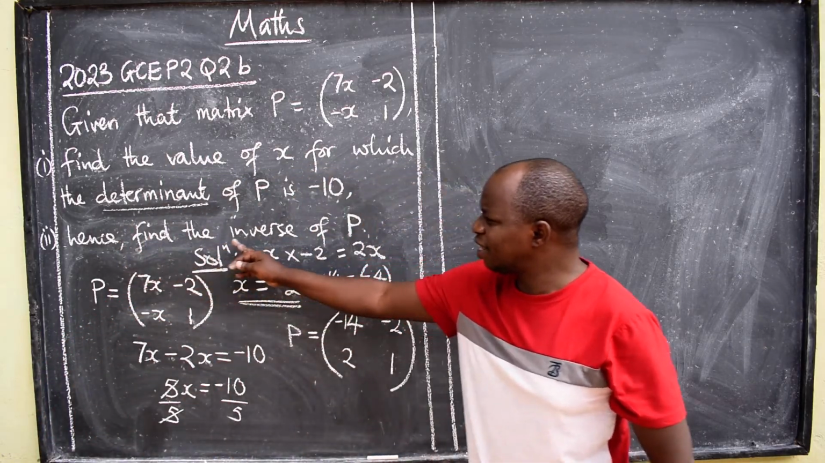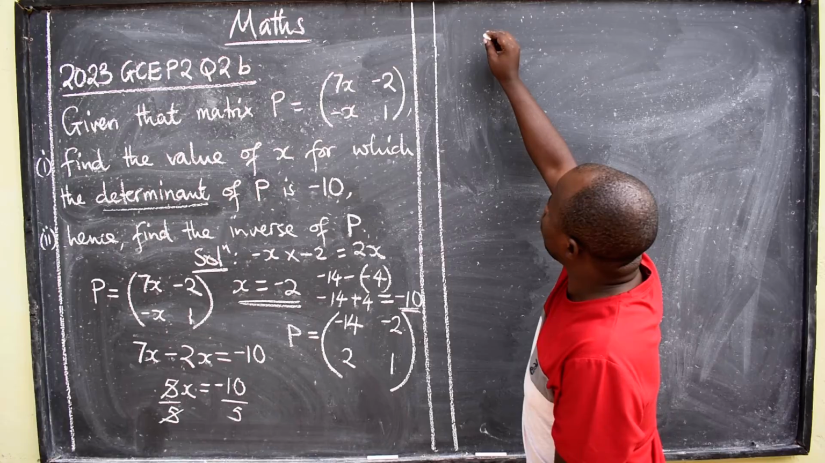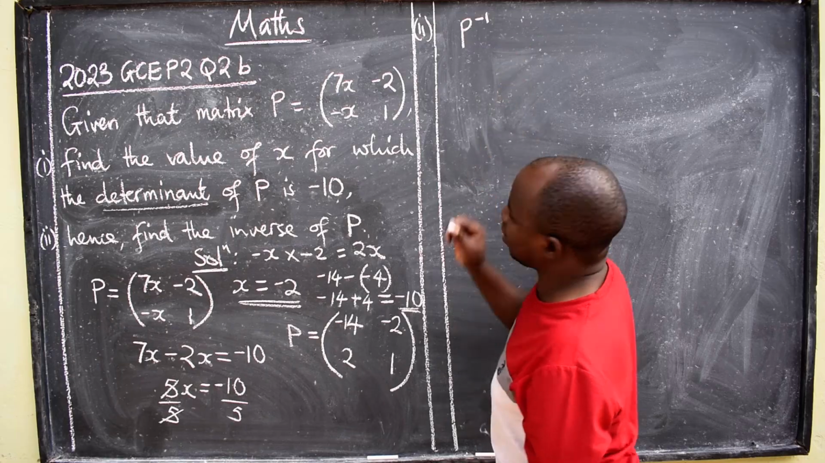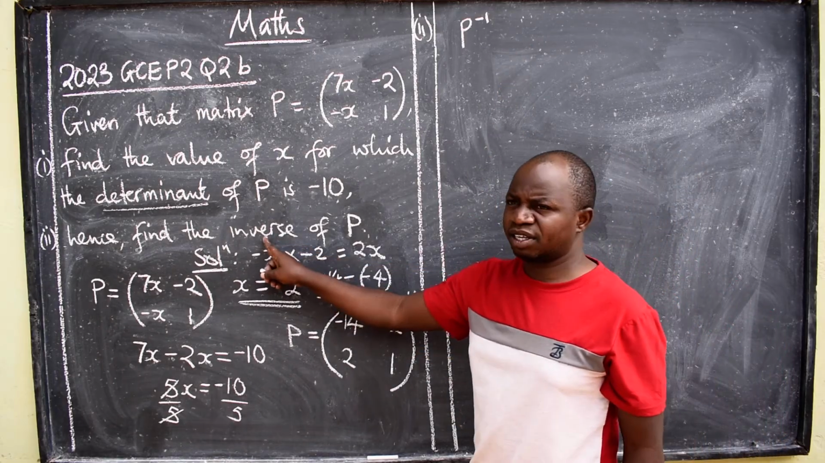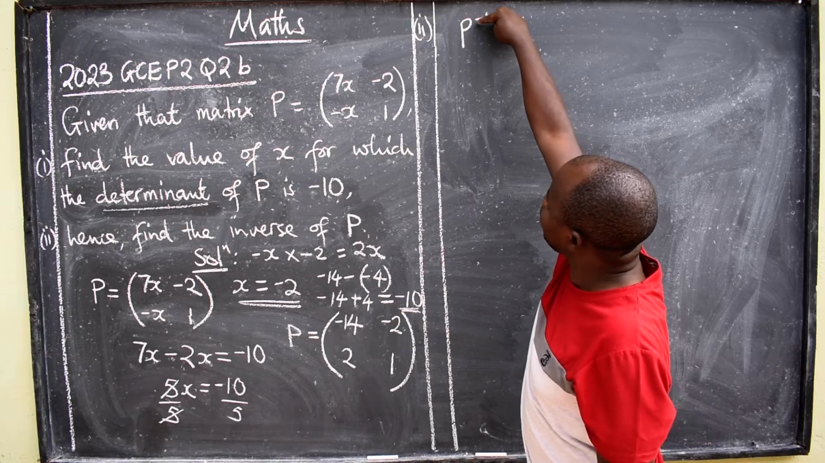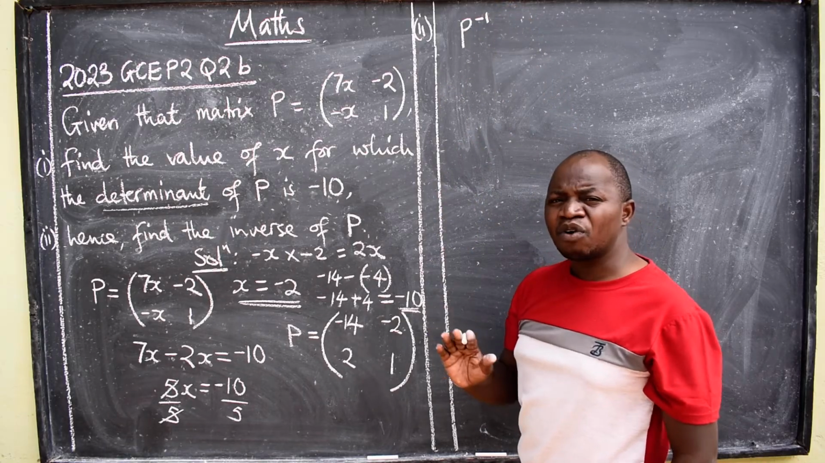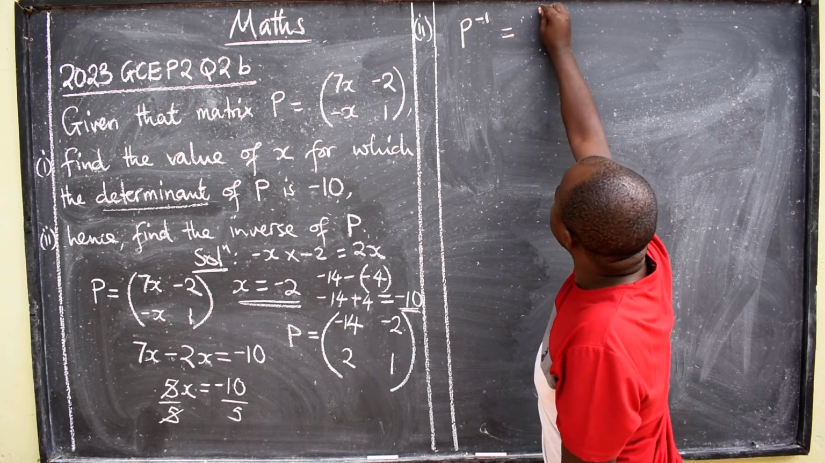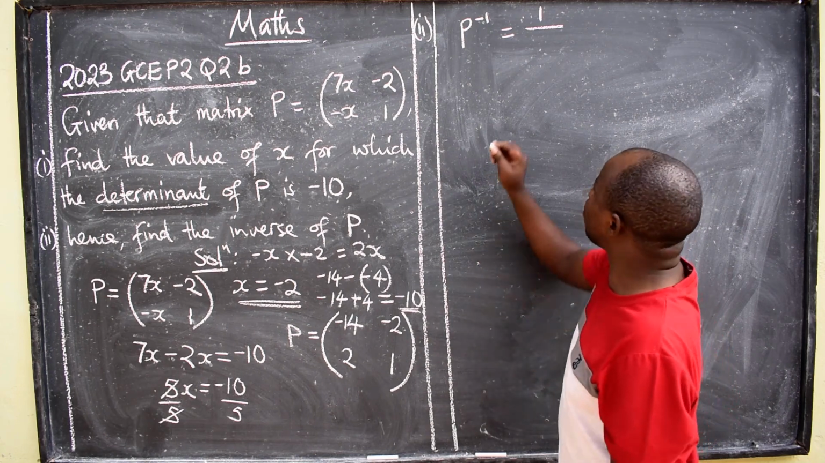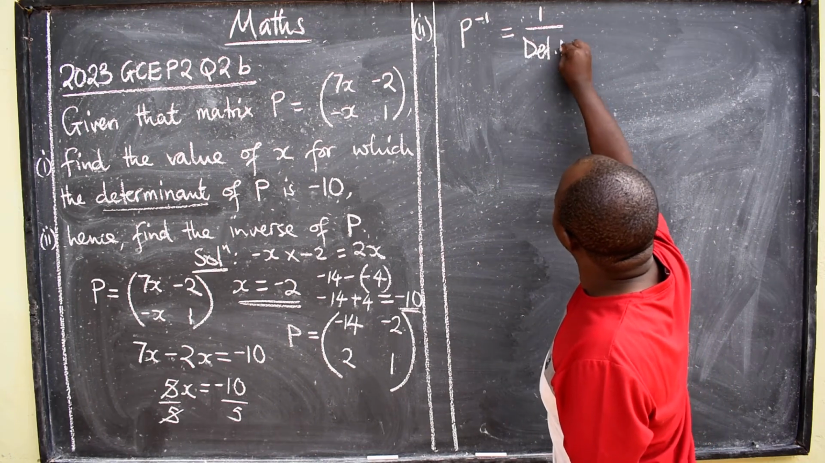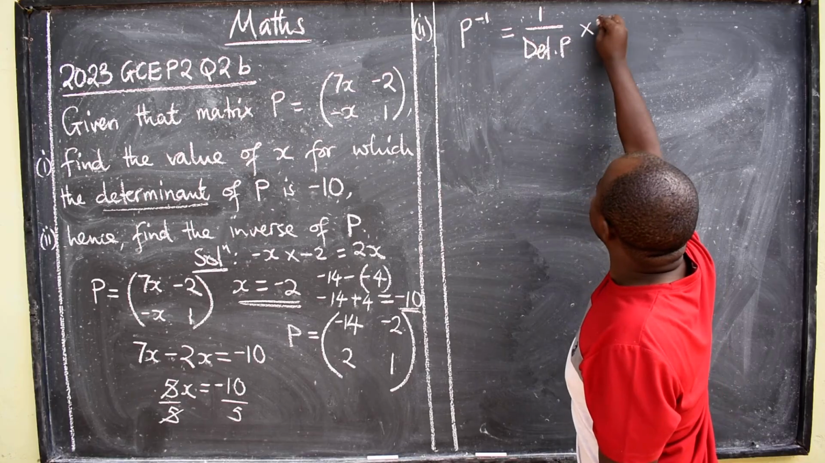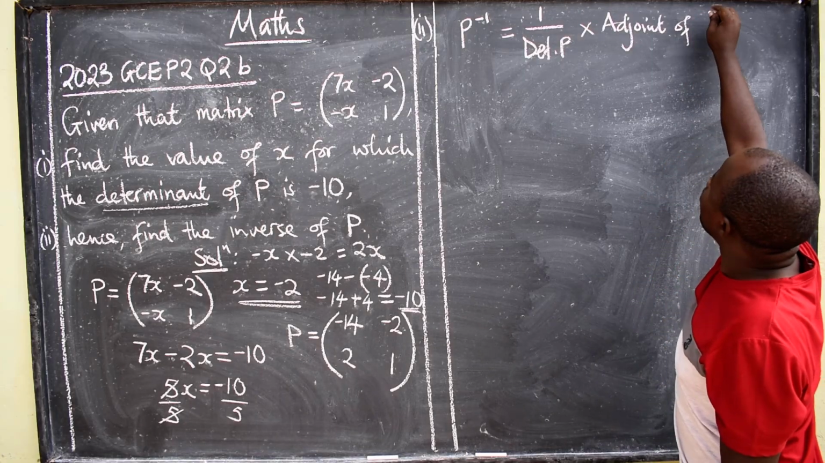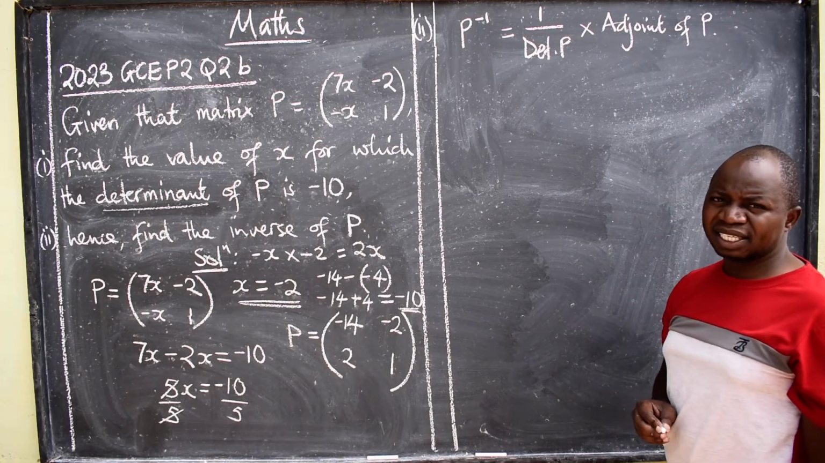They're now saying, hence find the inverse of P. So for the inverse of P, you are going to say P inverse. That is the symbol for the inverse. So when you say P with a power -1, it means inverse of a matrix. So the formula is the inverse of a matrix is always given by 1 over the determinant of matrix P times the adjoint of matrix P. That is the formula.